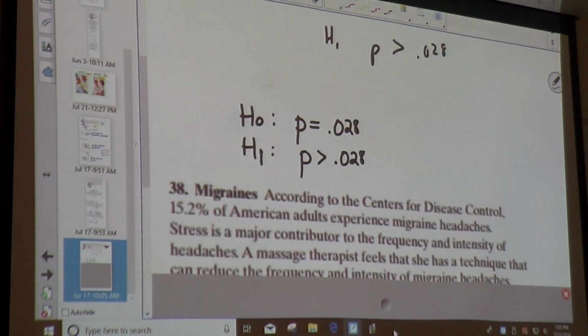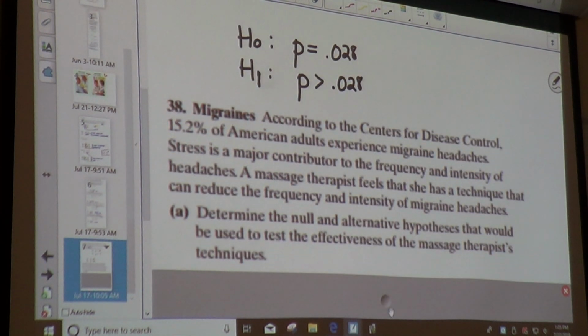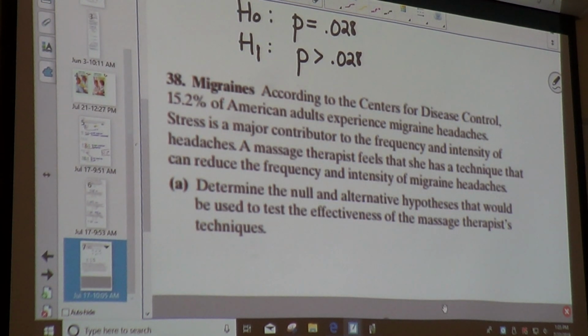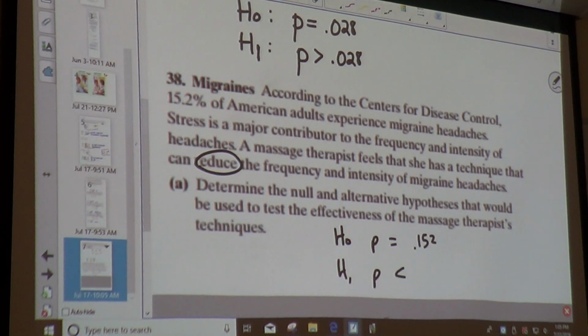Okay, and one more. Migraine headaches, 15.2%. Stress is a major contributor. A massage therapist feels that her technique can reduce the frequency. What letter? P, because we're dealing with percentages. Equal. Less than, because our H1 is what we're trying to prove.